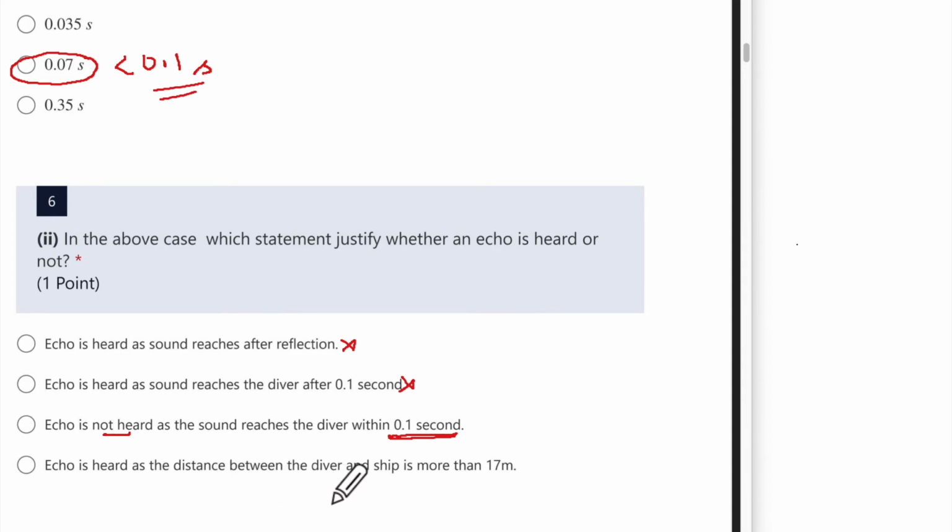"Echo is heard as the distance between the diver and the ship is more than 17 meters." Now this 17 meters, they purposely kept this because the minimum distance for the sound to be heard in air is 17 meters. But for water, it is not. So we are going to judge by the time taken for the wave to be reflected. So our correct option is this one.